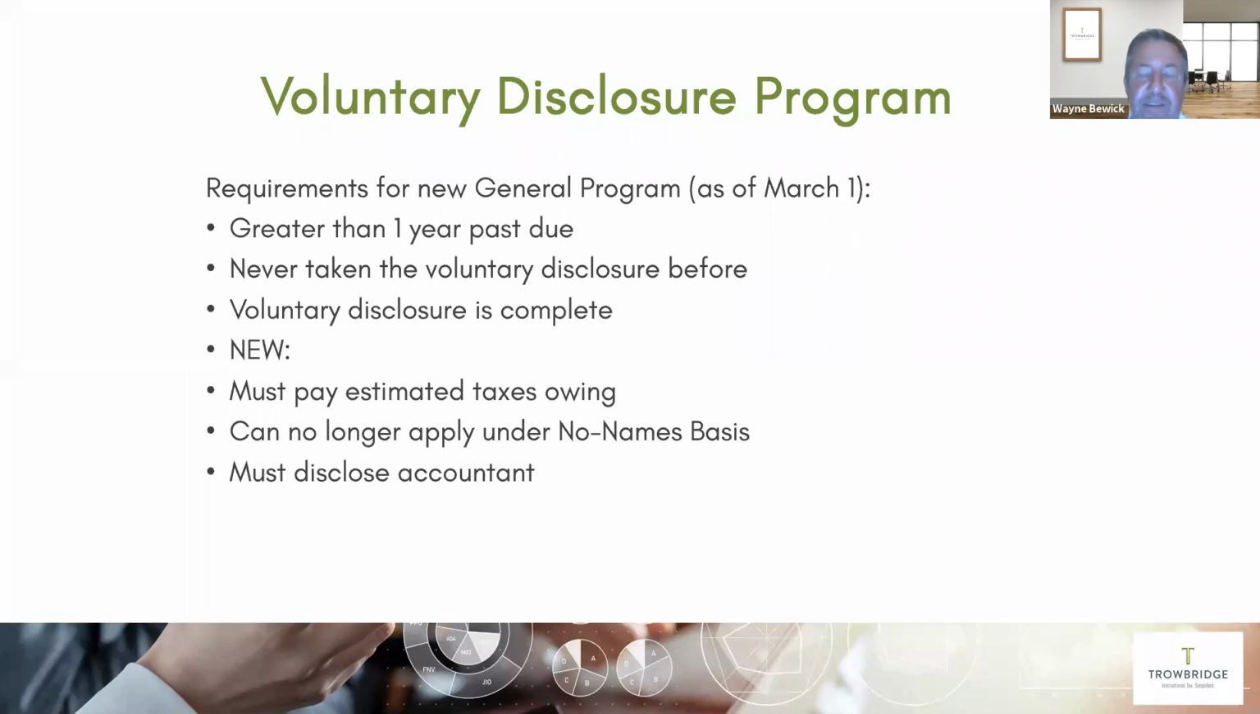So let me talk a little bit about the voluntary disclosure program. This is for if you want to go and correct things. Say you've done something wrong in the past and you want to correct it, we recommend using the voluntary disclosure program. Now, I'll give you an example.